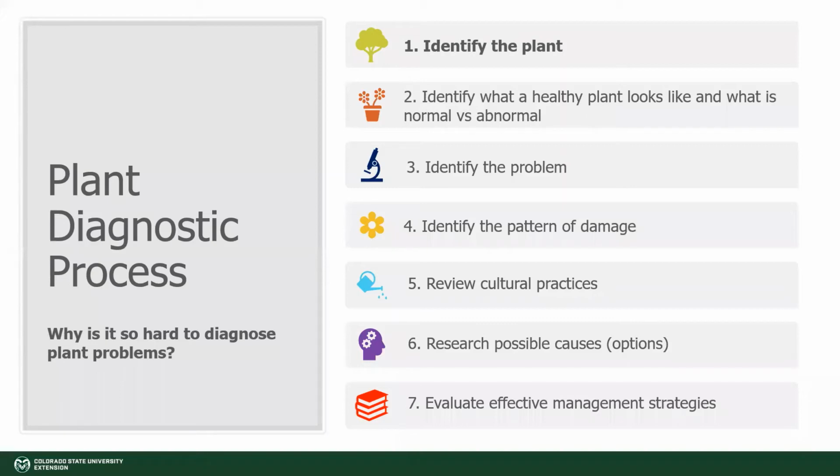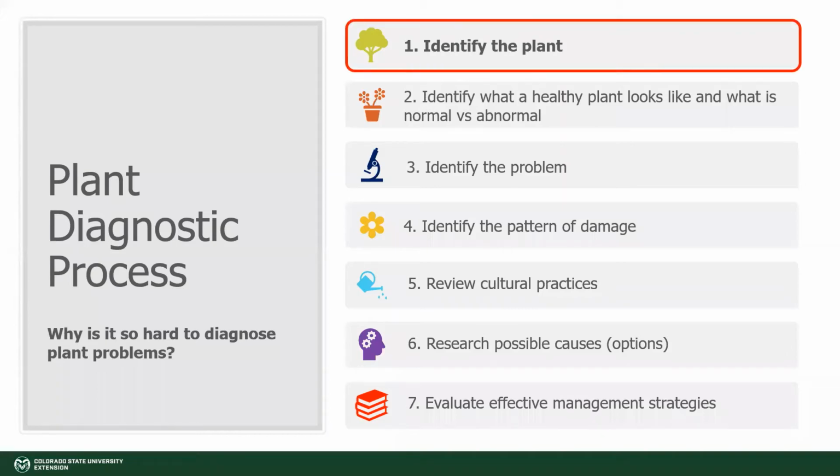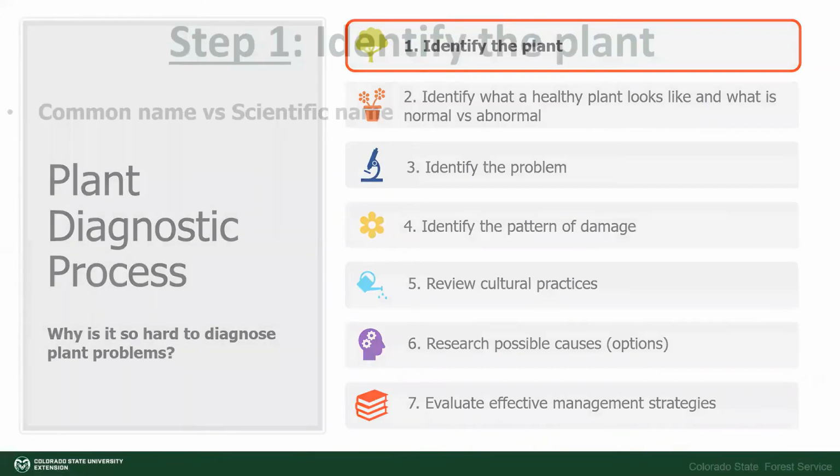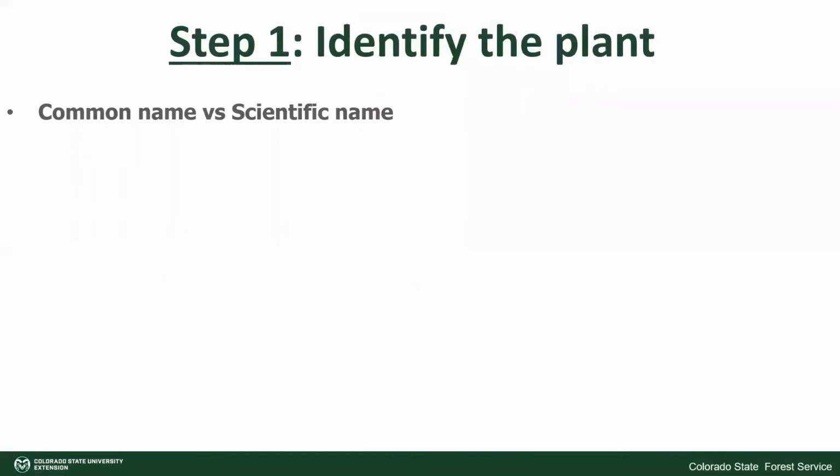The first step in the plant diagnostic process is to identify the plant. So we want to know what our baseline is. We want to know what we're working with. In identifying the plant as a first step, we need to know the difference between common name versus scientific name. The common name is the name that people usually will talk about. Oh, we have a poinsettia, or we have several flowers. So this is something that the general public will talk about.